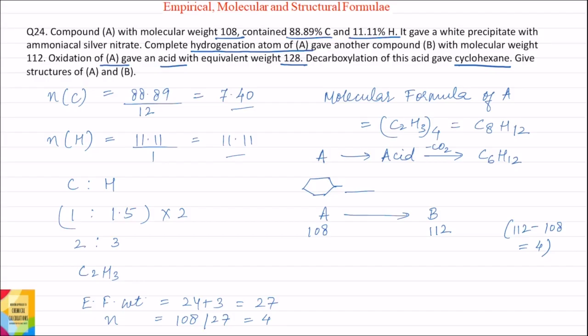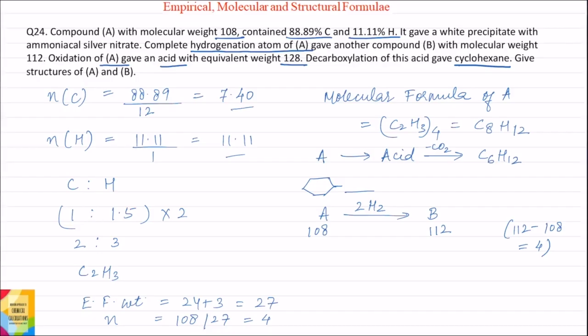So we can make out that 4 atoms of hydrogen are added to A, or we can also say 2 molecules of hydrogen are added and A changes to B. 2 molecules of hydrogen are added to A during hydrogenation and it changes to B. So A contains a side chain having a triple bond.